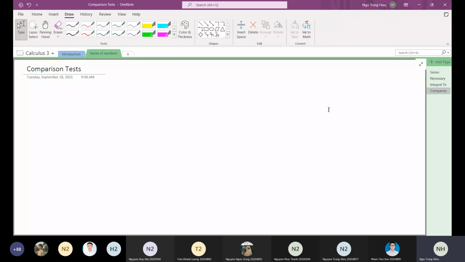All right, so let's continue with convergence tests for series. Our next theorem will be a theorem on convergence tests.